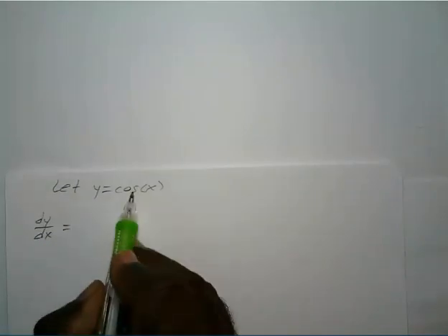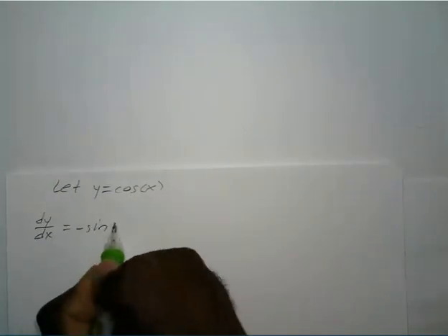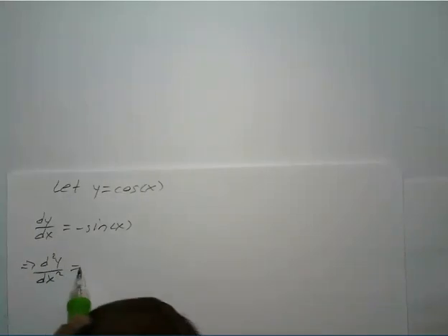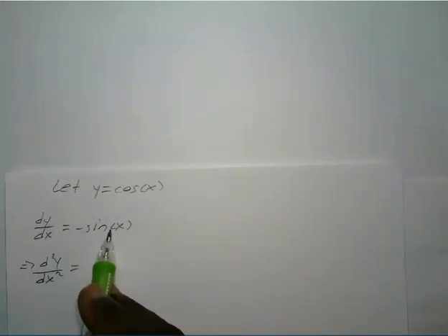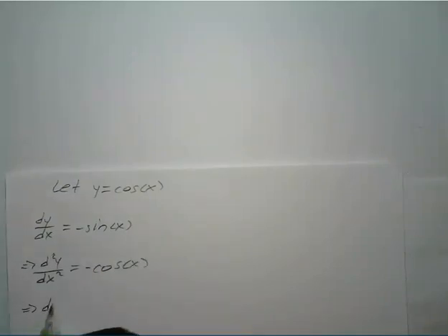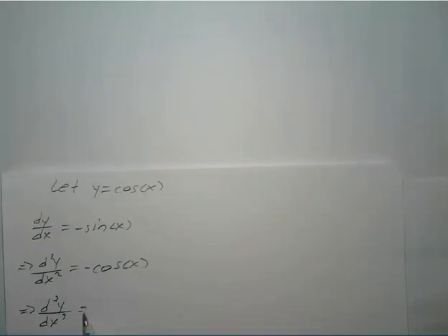Okay, well, we have pretty much the same pattern. Well, not the same, but the same kind of rotation. Our first derivative, derivative of y with respect to x, derivative of cosine is negative sine. The second derivative is the derivative of negative sine, which is negative cosine. Our third derivative is the derivative of negative cosine, which is positive sine.